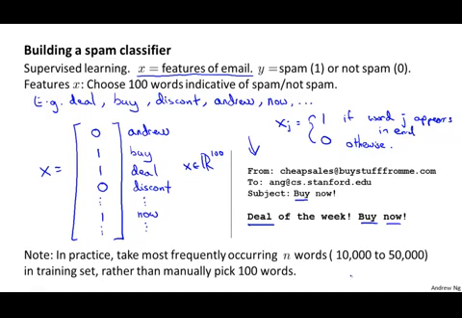By the way, even though I describe this process as manually picking 100 words, in practice what's most commonly done is to look through a training set, and in the training set to pick the most frequently occurring n words, where n is usually between 10,000 and 50,000, and use those as your features. So rather than manually picking 100 words, you look through the training examples and pick the most frequently occurring words, like 10,000 to 50,000 words, and those form the features that you're going to use to represent your email for spam classification.